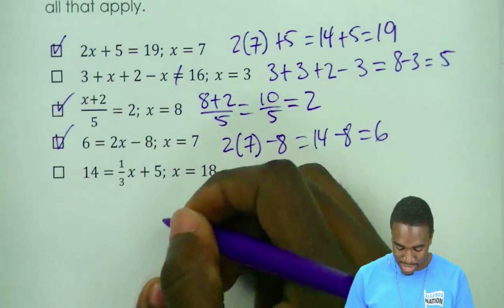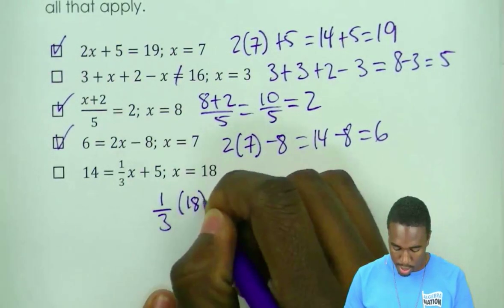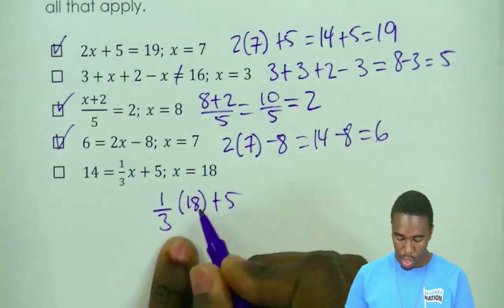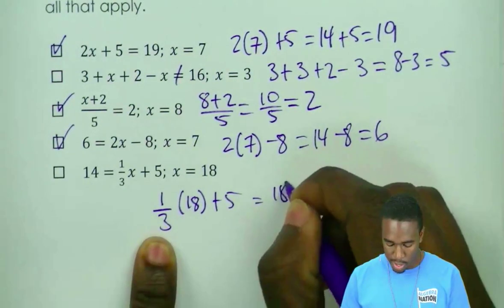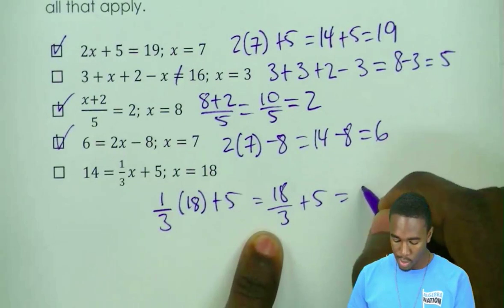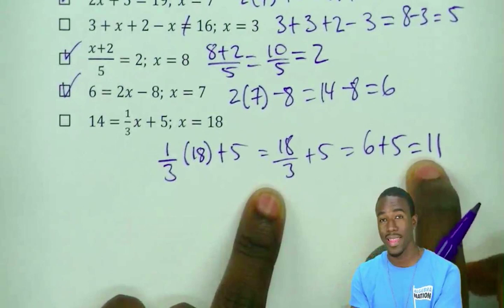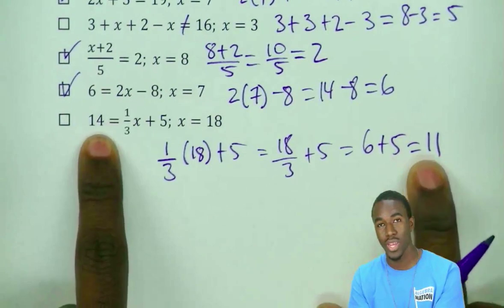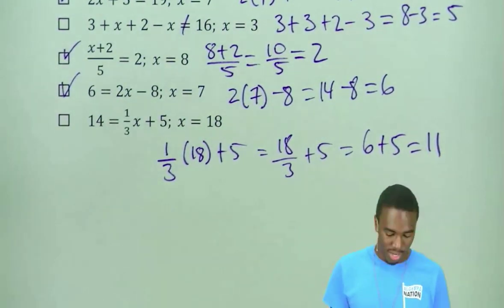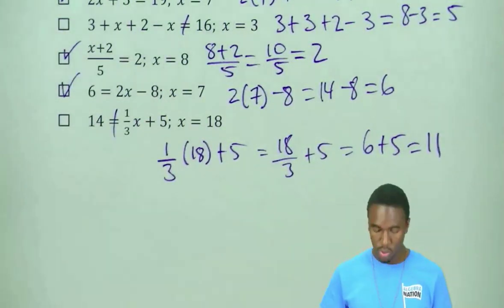Now finally, we have 14 is equal to 1/3 x plus 5 when x is equal to 18. So let's check. 1/3 times 18 plus 5. Well, what's 1/3 times 18? That's 18 over 3, right? Plus 5. 18 over 3 is equal to 6. 6 plus 5 is equal to 11. 11 is 3 shy of being equal to 14. So unfortunately, we came up short here. That one's also not equal.